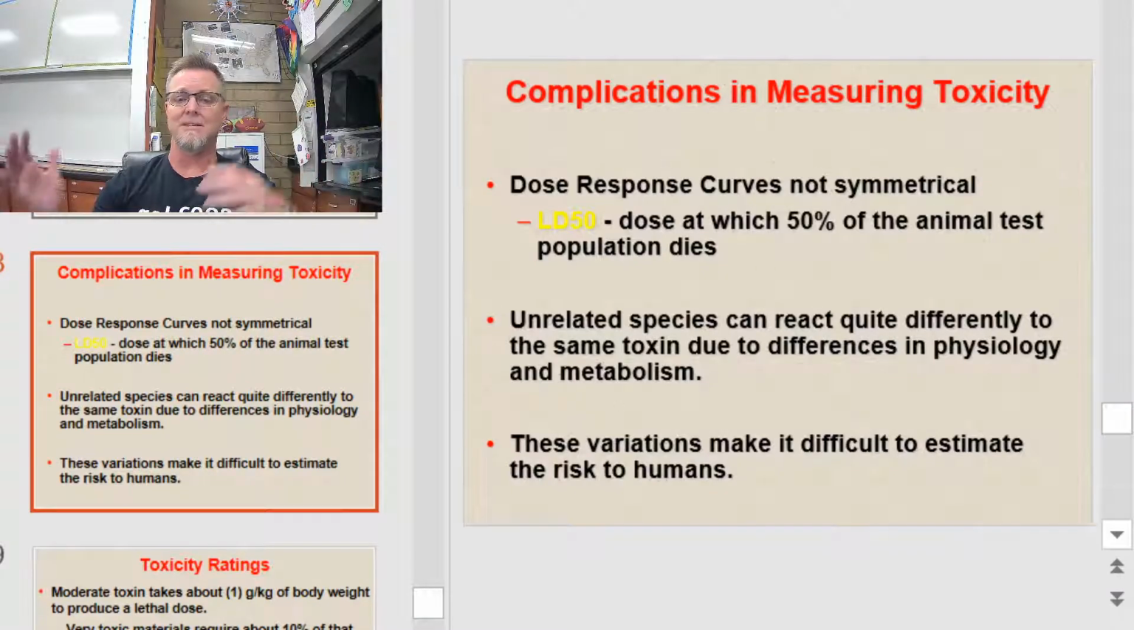Unrelated species can also react very differently to the same toxin. So something that is maybe toxic to, I don't know, a cat, dog, fish, or frog might not bother a human at all. So these variations make it really, really difficult to estimate risk in people through animal testing. And obviously, we can't just test it on people because that would be even more unethical.